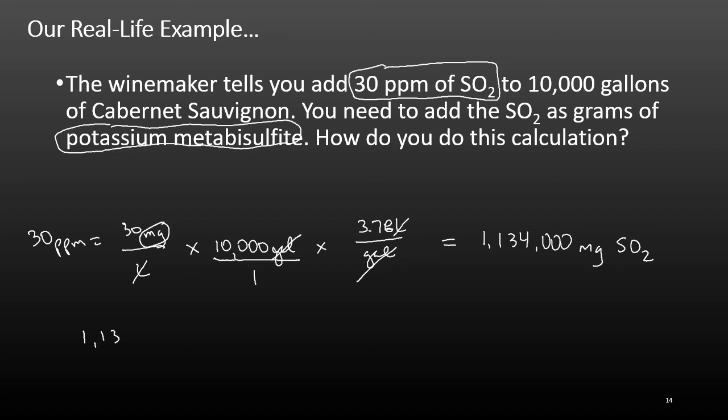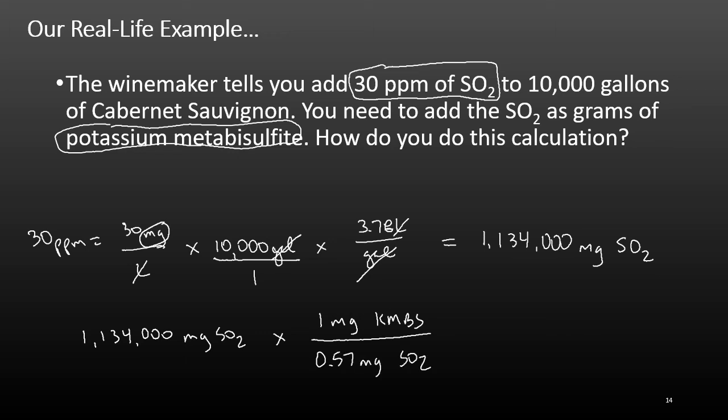So I'll take my 1,134,000 milligrams of SO2, and I'll apply the conversion factor for potassium metabisulfite. And you'll remember that is 1 milligram of KMBS, potassium metabisulfite, for every 0.57 milligrams of SO2. All right, and that's why it's important to specify these are milligrams of SO2 that we got in our answer up here, because we're going to replace those with milligrams of KMBS.